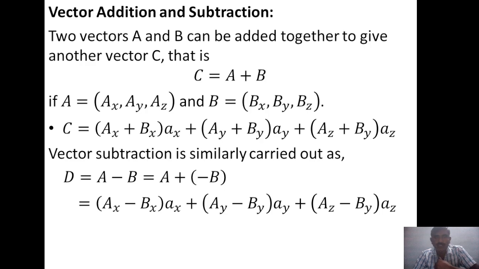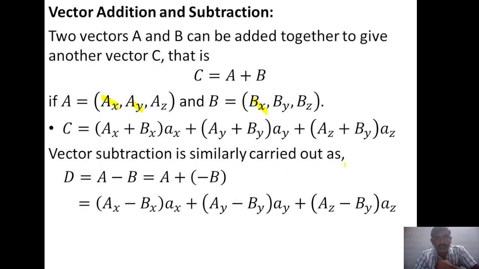So vector addition. Suppose I have two vectors, A vector and B vector. Now we can add the two vectors directly. The resultant vector may be taken as C. Now C is equal to A plus B. Suppose vector A is represented by AX, AY, AZ as said earlier, and B is equal to BX, BY, BZ. Then if you add vector A and B, the resultant vector is obtained by adding the X component with the corresponding X and Y with the corresponding Y. So (AX plus BX) in the AX direction, (AY plus BY) in the AY direction, (AZ plus BZ) in the AZ direction.